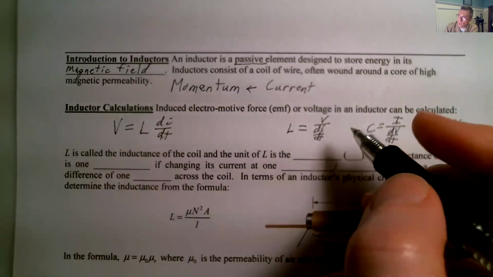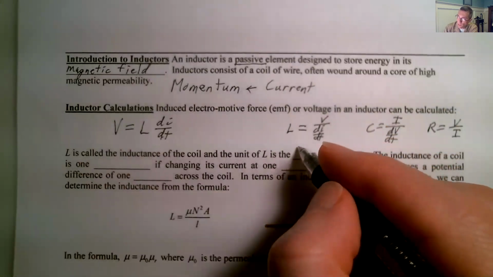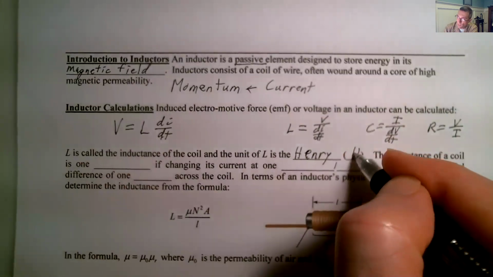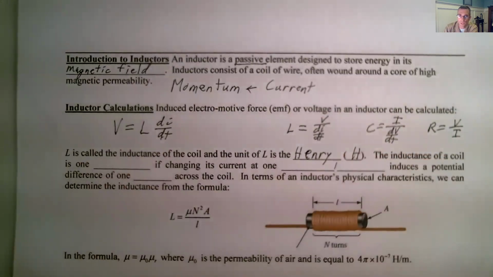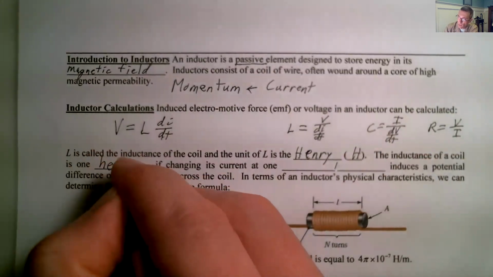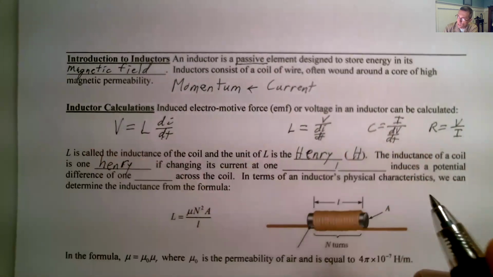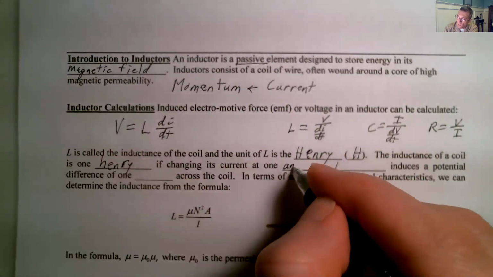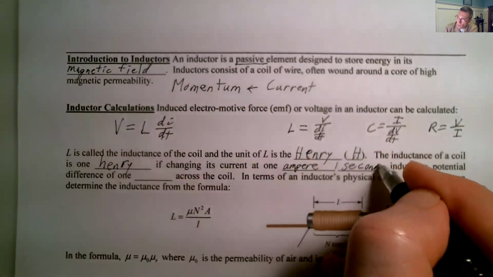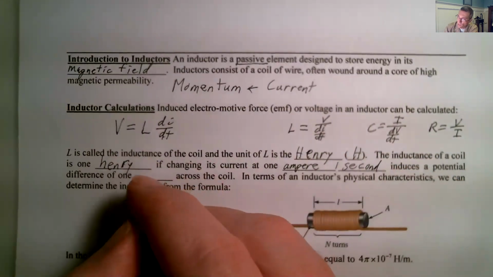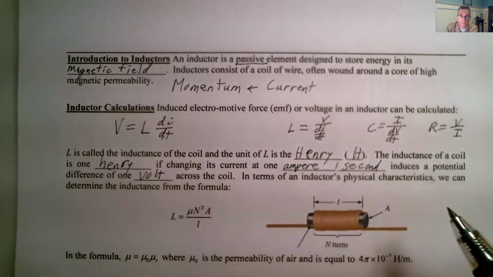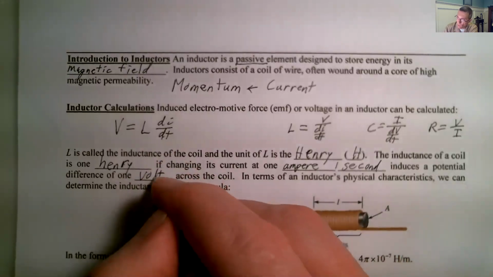L is the inductance of the coil, and the unit of L is the Henry, abbreviated with an H. The inductance of a coil is 1 Henry if changing its current at 1 ampere per second induces a potential difference of 1 volt across the coil. So they figured out how to make that all work.